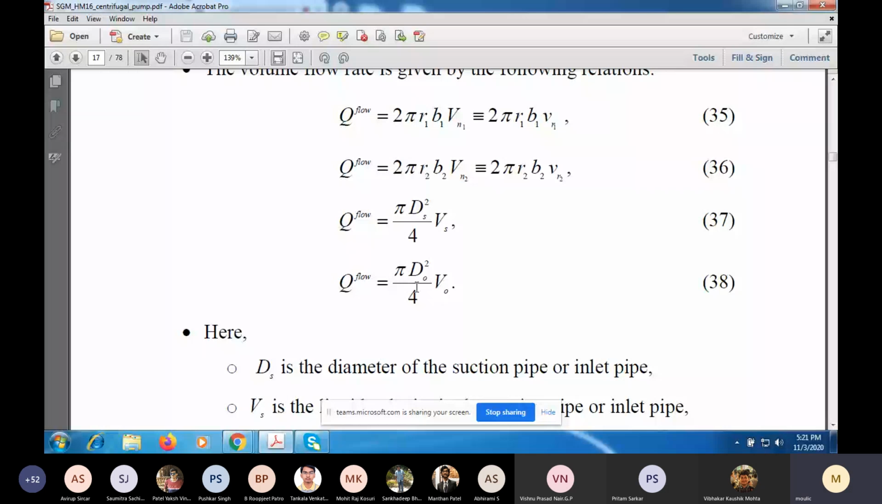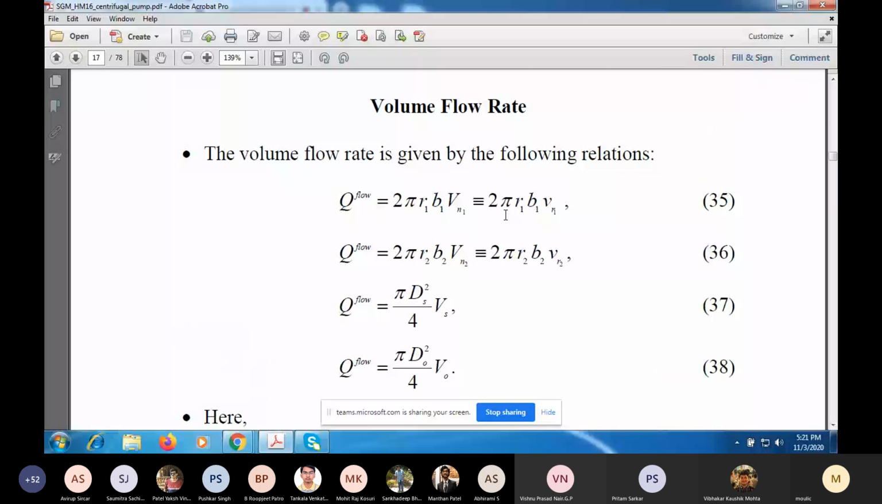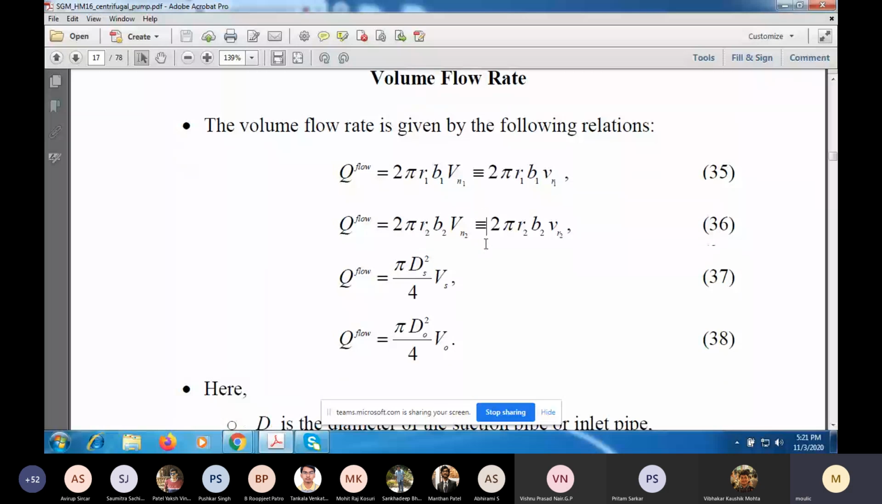And this we have already discussed, the flow rate through the circular surface 1 and the circular surface 2. Here I have introduced the notation Vn1 and Vn2. So subscripts 1 and 2 refer to the circular surfaces 1 and 2. So depending on the data given in the problem, you can use one of these four relations to find the volume flow rate.